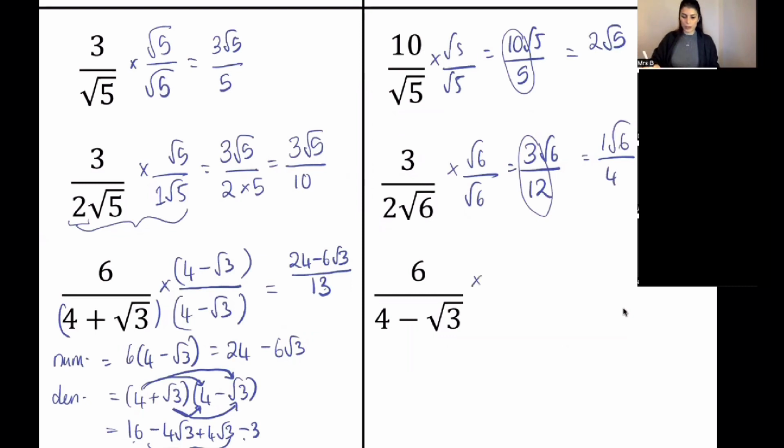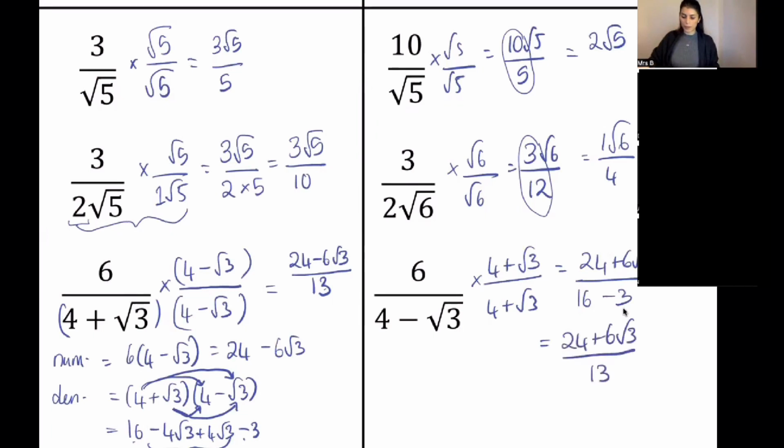The last one, you're going to times by 4 plus root 3 over 4 plus root 3. Do it separately. So I'm just writing the answers here for you. That's 24 plus 6 root 3. And the denominator becomes 4 times 4, which is 16, and minus 3. Once you do it step by step, over 13. Okay, so make a note of these answers.